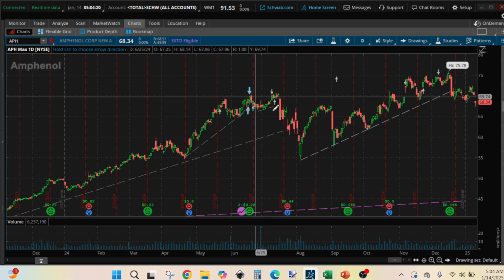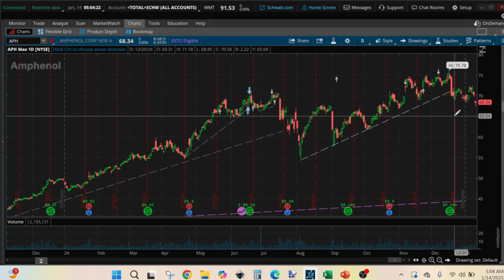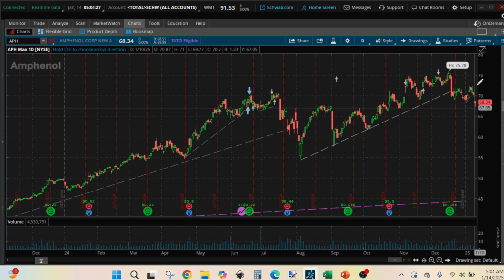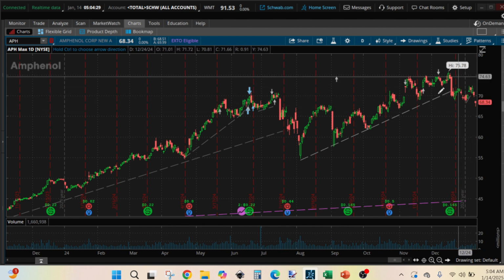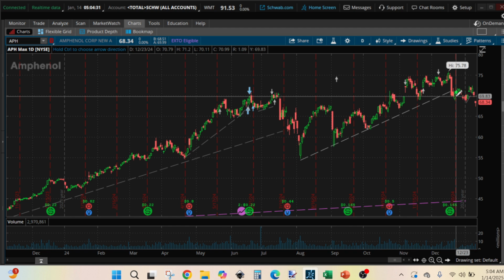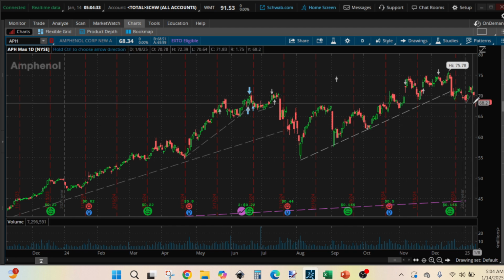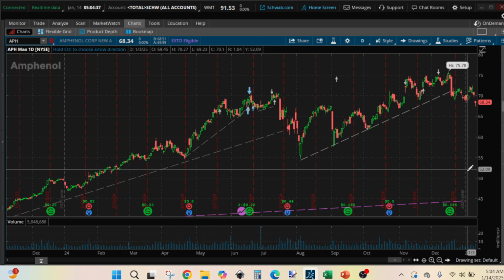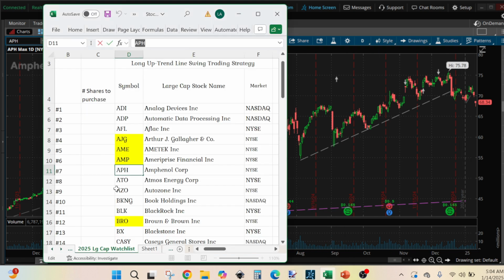But in this, for the long up trend line, I'm now going to be following them to see what they are doing on a daily basis. I'm just going to be comparing the last price to where I want to buy to see if it's close to it or not. So, and this one is now close to it. It's going down, but it's nowhere near close to our trend line.